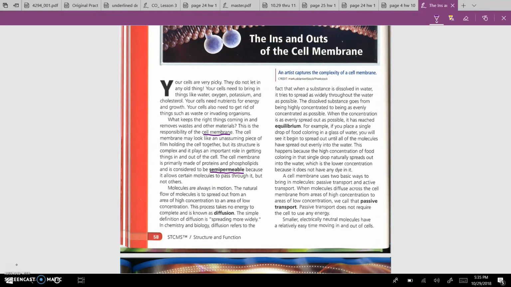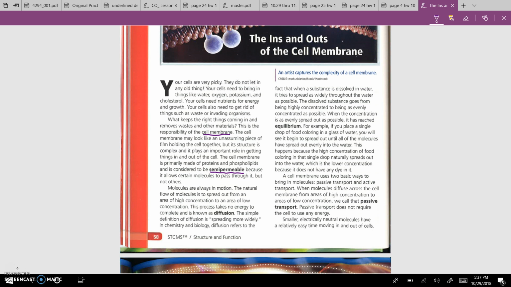Molecules are always in motion. The natural flow of molecules is to spread out from an area of high concentration to an area of low concentration. What this basically means is that in an area where there's a lot of molecules in a small space, they want to spread out a little bit more. A high concentration just means that there's a lot of them packed in together pretty tight, and a lower concentration means that they're allowed to move around much more freely because there's a lot less of them. This process takes no energy to complete and is known as diffusion.